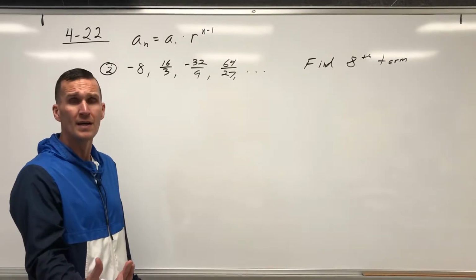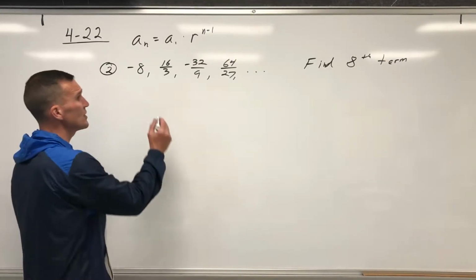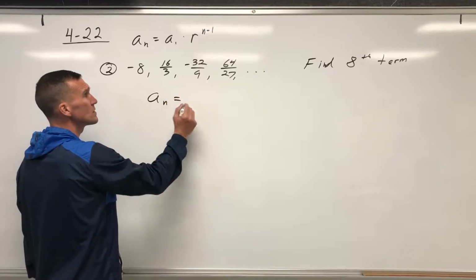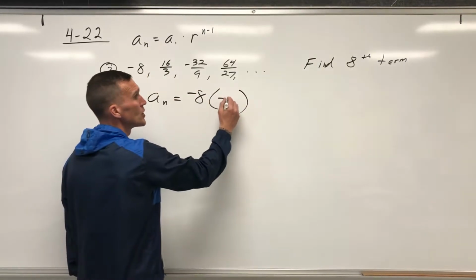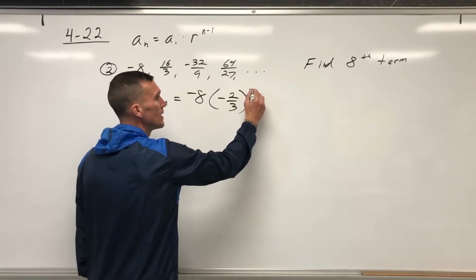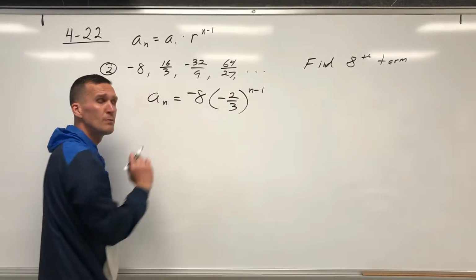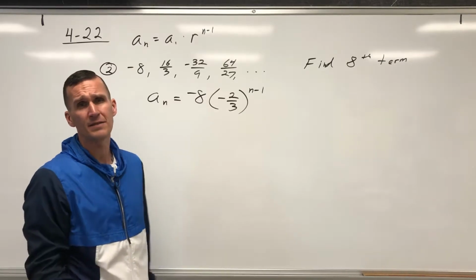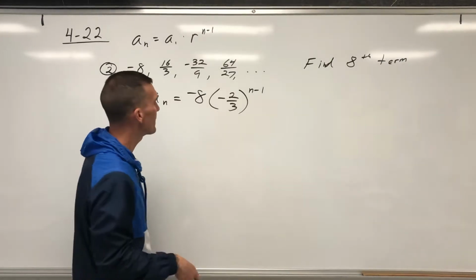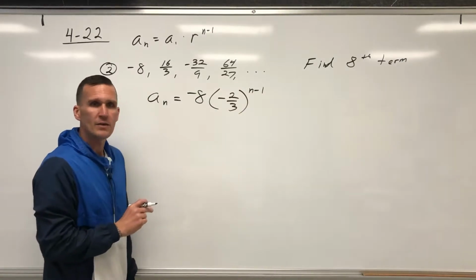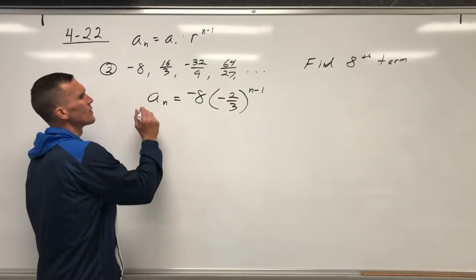So writing the rule is very easy. There's no simplification or anything. a sub n equals the first term, negative 8, times the common ratio, negative 2/3, to the n minus 1. And you never get to multiply those together. Please don't make it positive 6. I know negative 8 times 2/3... never mind, it would be 16/3. We don't want that though.